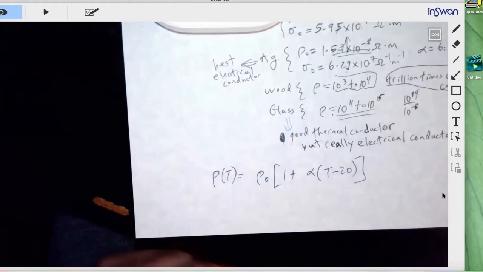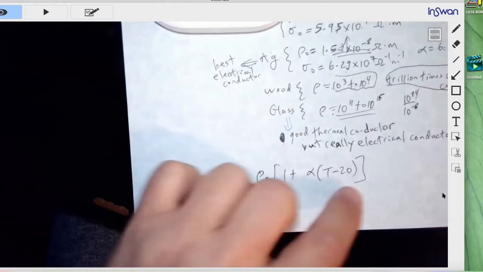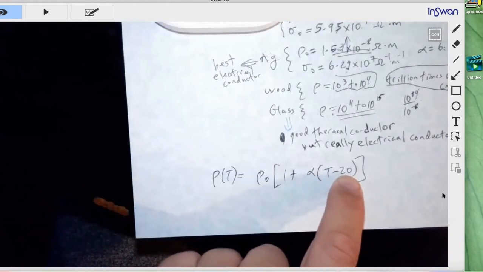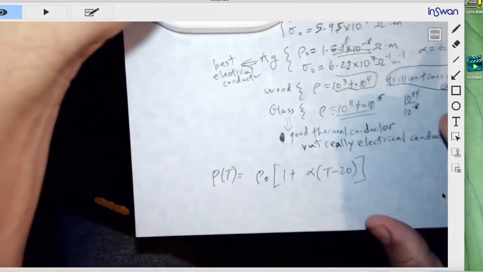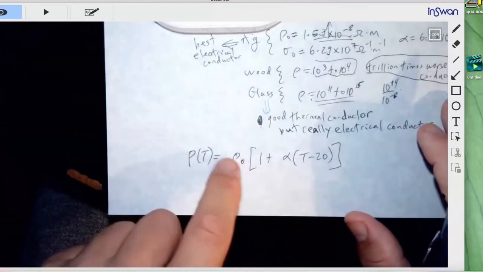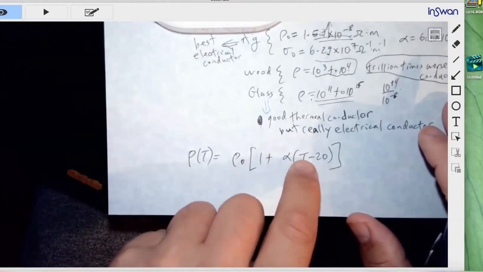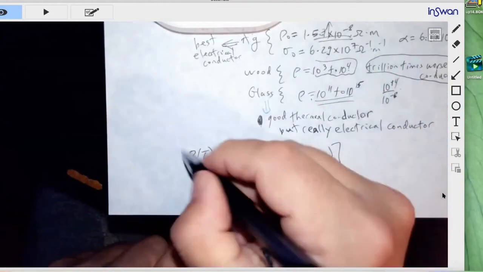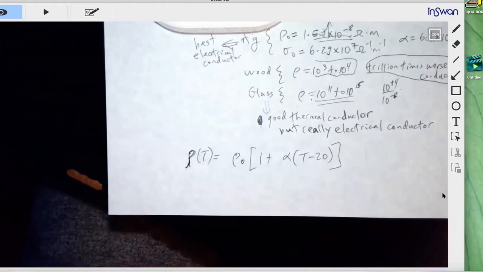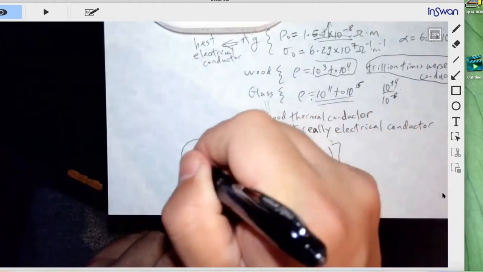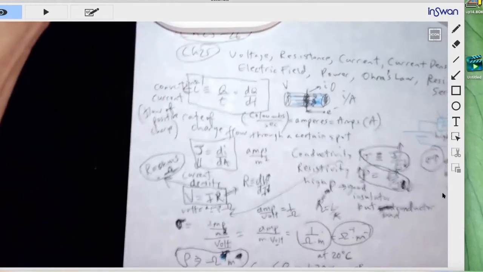Since usually the rho 0 is given in data tables, it's given for 20 degrees Celsius. So that's our base temperature. And then the alpha is telling you at what rate the resistivity is increasing. And usually it's linear. As the temperature of the object increases, the resistivity of the object increases linearly, like that. Okay, so we could actually start with that one example.